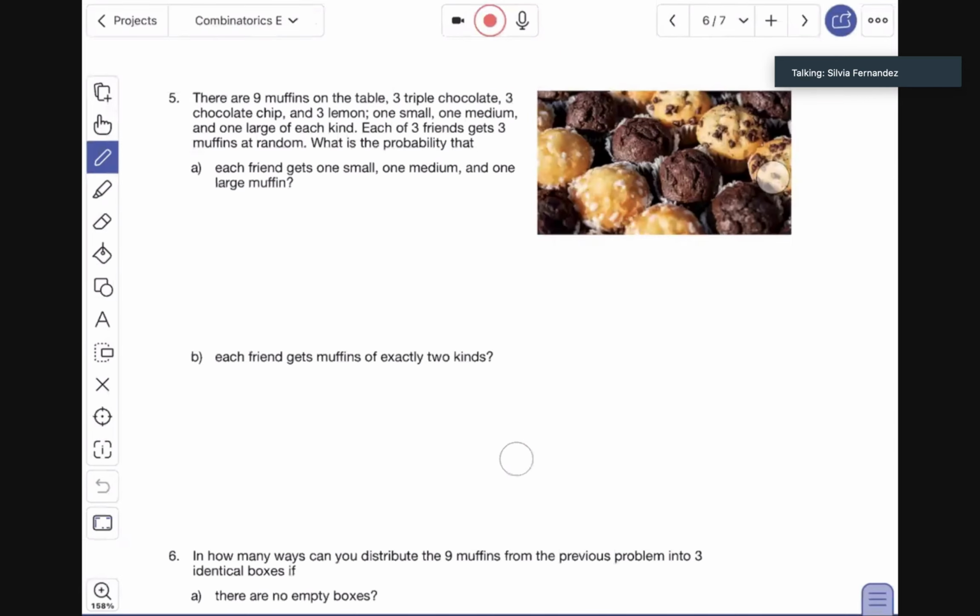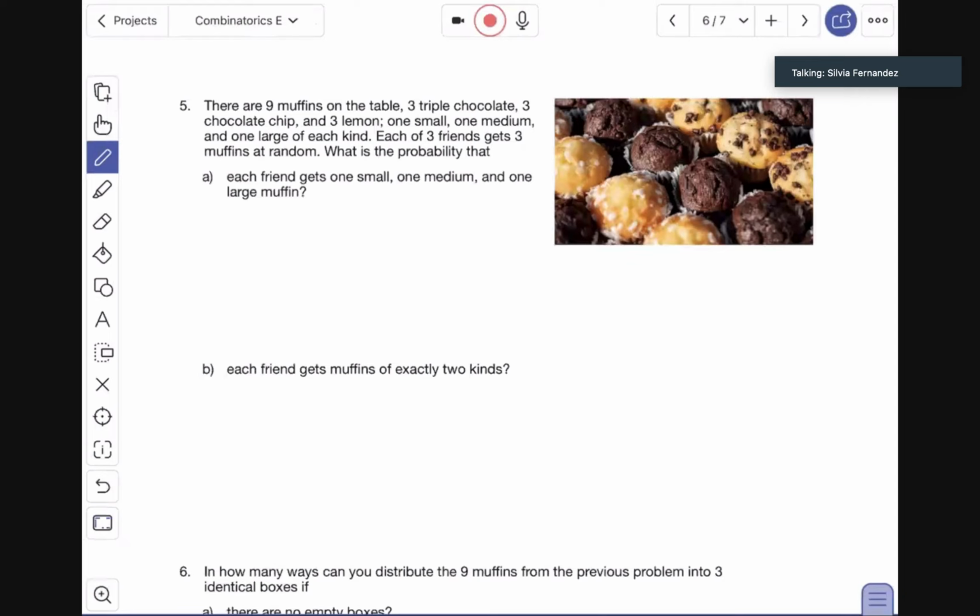Here. So number 5, there are 9 muffins. These muffins are actually all different, but this problem is like the poker cards problems, where you have like 4 different kinds of cards, and then you have different numbers for each of those kinds, right? So this is like 3 different kinds of muffins, and you have small, medium, and large. That would be like the 1, 2, 3 diamonds. So this is like that kind of problem.